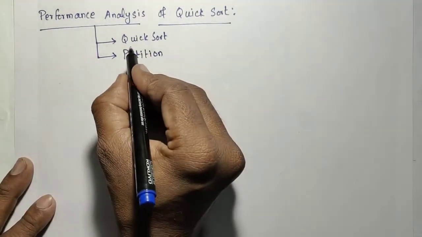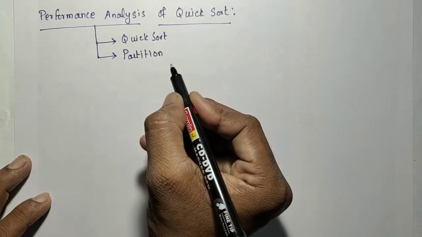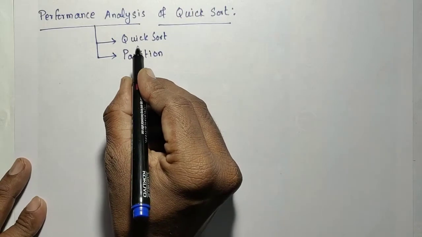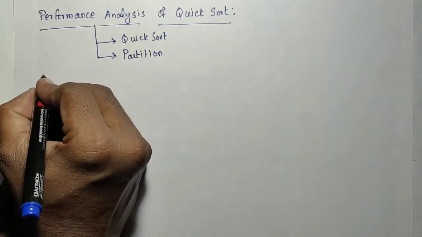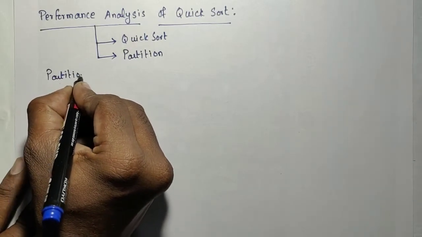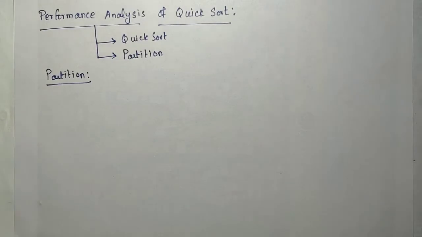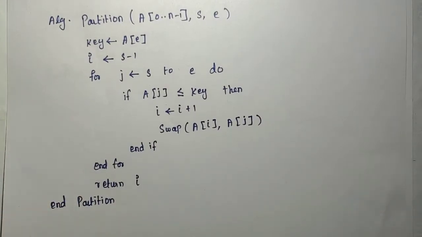So to find the time complexity for the quicksort, we need to know the time complexity of the partition algorithm, since it is used by the quicksort algorithm. We will discuss them one by one. First one is the partition algorithm. First look at that algorithm here. This algorithm contains only one loop, so we need to count the number of iterations for that loop.